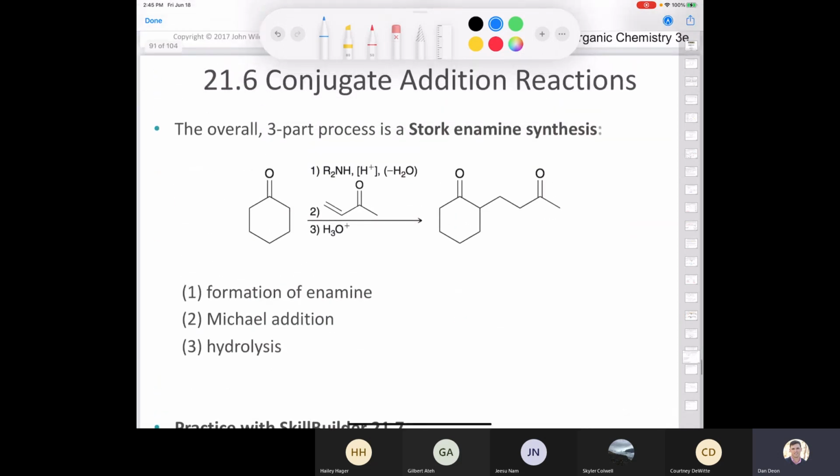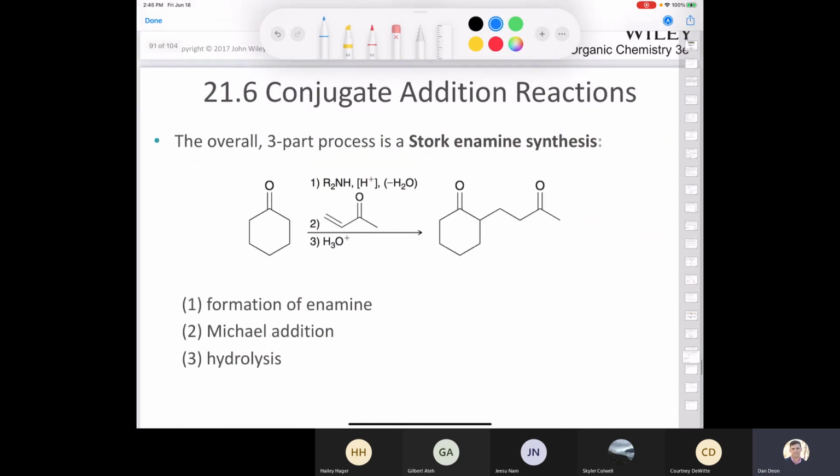Okay. So overall, the Stork enamine synthesis, a very important synthesis in organic chemistry, is a 3-step process. Step 1, you take your aldehyde or ketone, treat it with a secondary amine. Here it just says R2NH. I like to use dimethylamine, so R2NH could be many different things. I like to use dimethylamine, okay, either way.